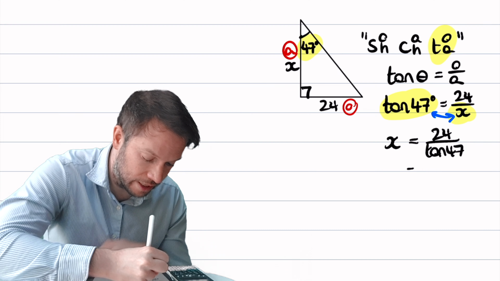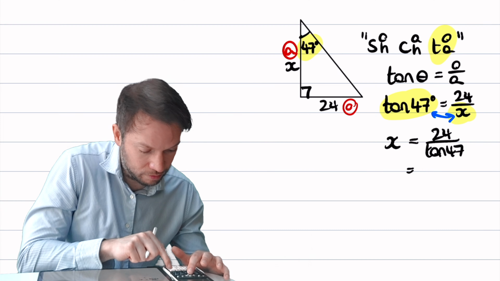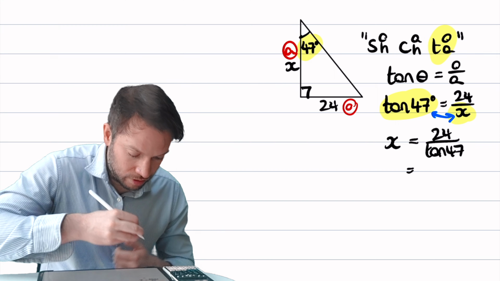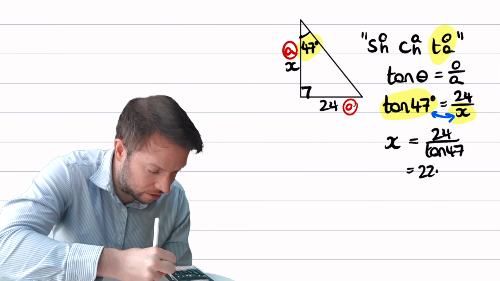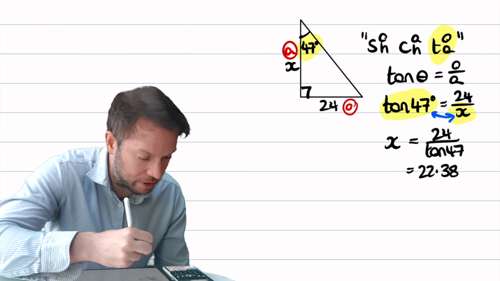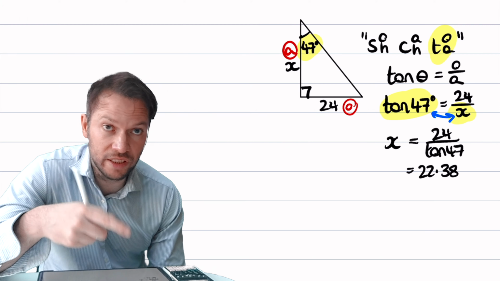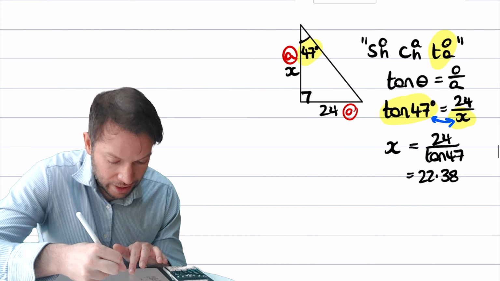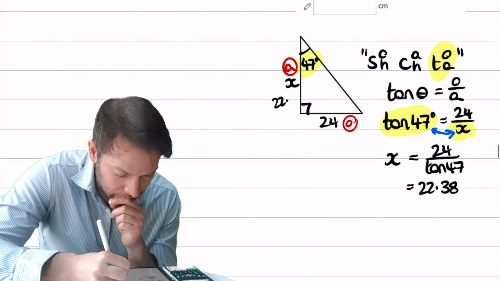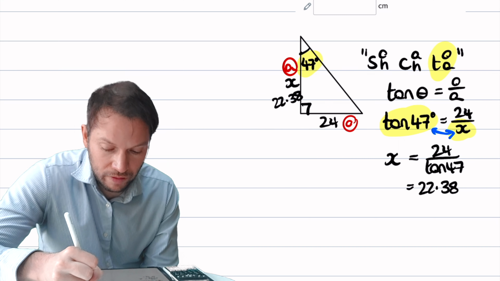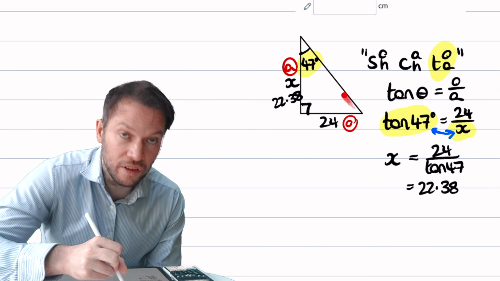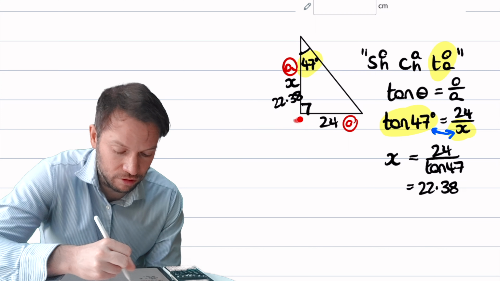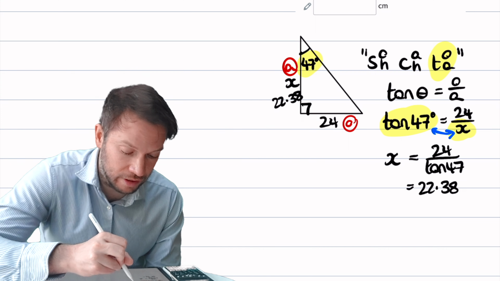And if I do that on a calculator, fraction button, 24 over tan 47 is equal to 22.38. That will be enough decimal places. Try not to round too much until you get to the final answer. So, okay, we've got x is 22.38. Now, you could either use a similar process to find this hypotenuse using trigonometry, or because you already know two of the side lengths of this right angled triangle, you could use Pythagoras to find the third side length.